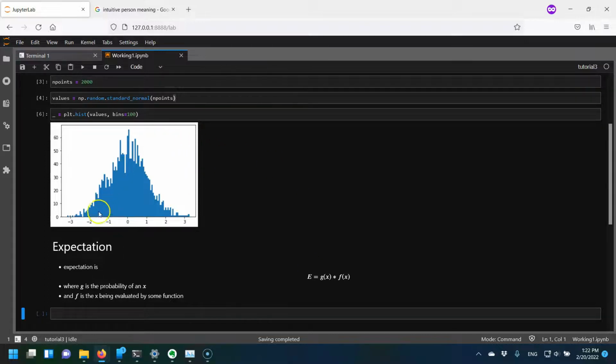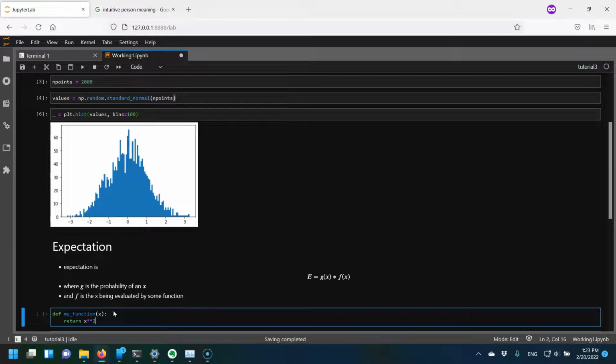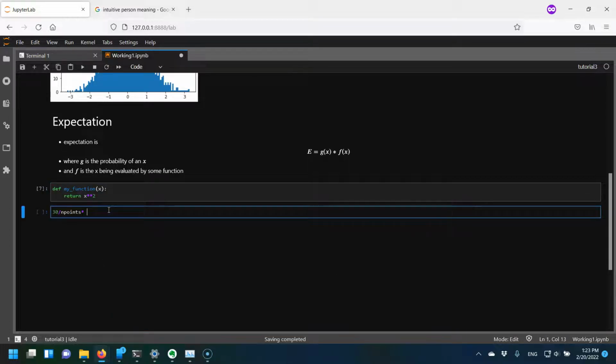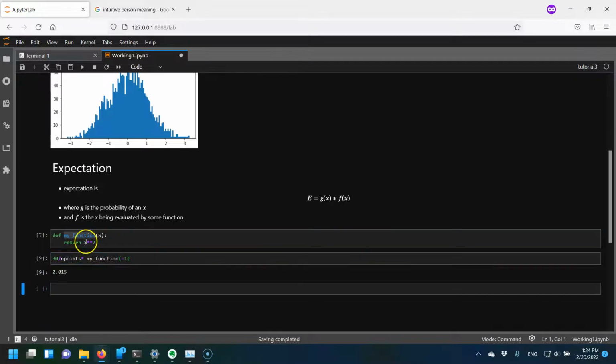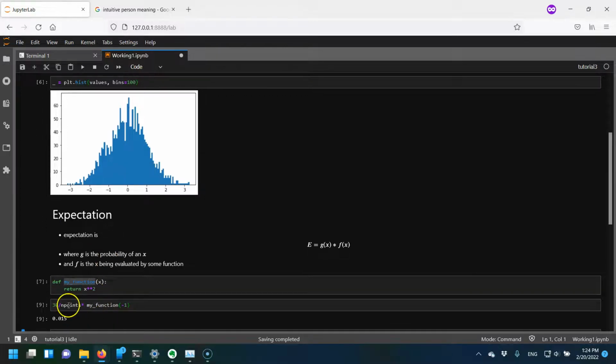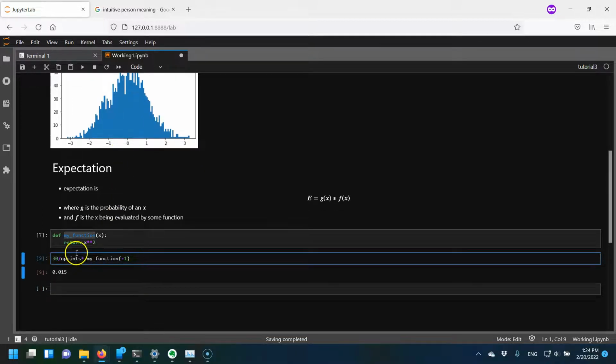So we can see maybe in this first graph right here, if I look at, let's say, -1, we can get an idea that out of 2,000 points, I'm going to get around 30 of them. And then let's say we have some function, and we're going to call it just x squared. So now our expectation at the value of -1, okay, at -1, our probability of having that value is going to be somewhere around 30 divided by the number of points, because we sampled 2,000 points. And then we evaluate the function at that particular value, -1. And we see that the expectation at -1 is about 0.015.